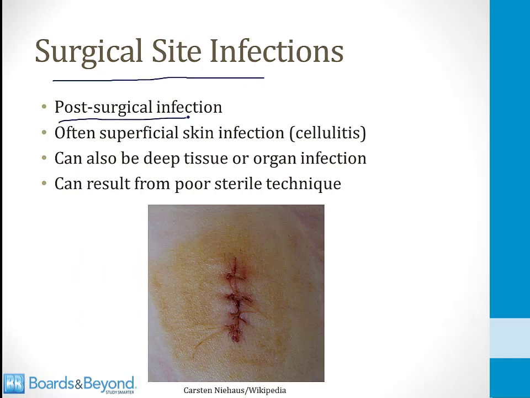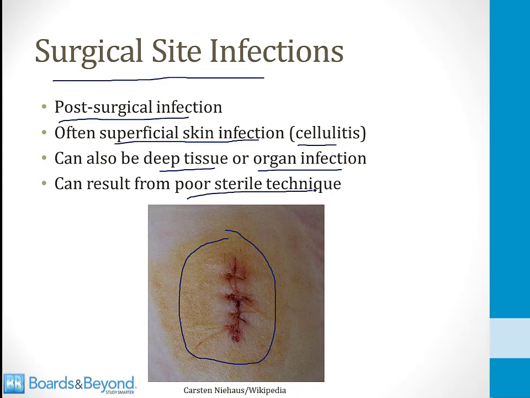Surgical site infections are another quality indicator. These are post-surgical infections. They're usually superficial skin infections like cellulitis, usually around the incision site for the operation. They can also be deep tissue or organ infections depending on the type of operation. And these can result from poor sterile techniques. So if your hospital has a very high rate of surgical wound infections, it suggests poor quality care.